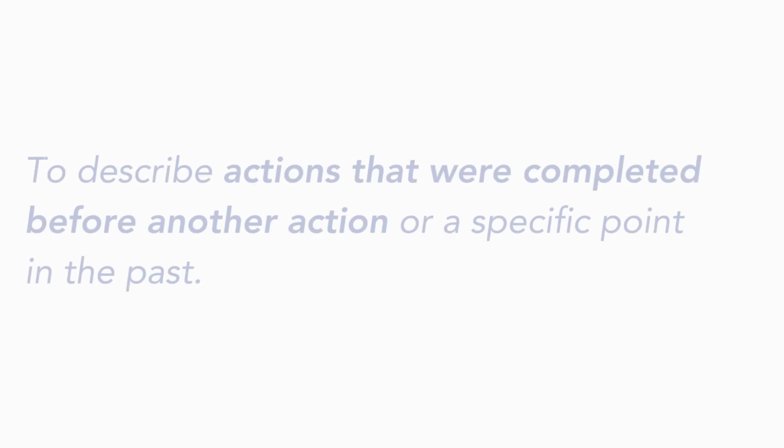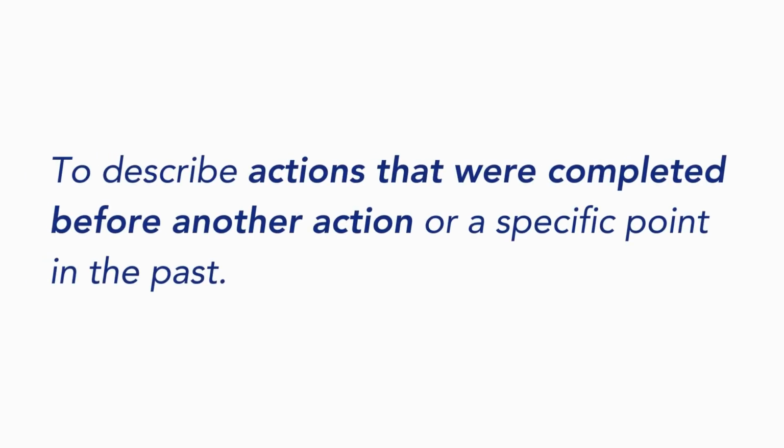Now, we will discuss the usage of past perfect. Past perfect tense is used to describe actions that were completed before another action or a specific point in the past. The past perfect tense, with its basic meaning of earlier past, helps to clarify the sequence of events in the past, indicating which action happened first.